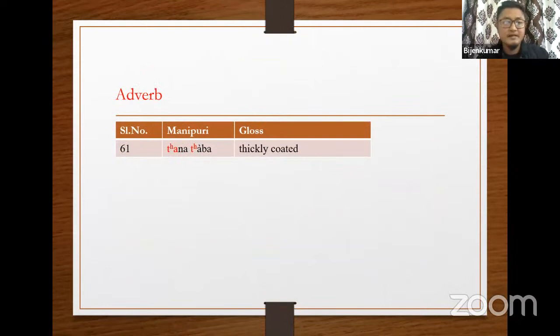Yes, this is very important and interesting to us as well. While it is very productive in the rest of the constructions, when it comes to adverbial or adjectival constructions, it is very rare. As of now, we are able to find only one construction as an adverb with this tha. So Thana Thaba means coating very thickly, or thickly coated. And it can be reduplicated as well: Tha Thana, Tha Thana. In that construction also, it's possible.